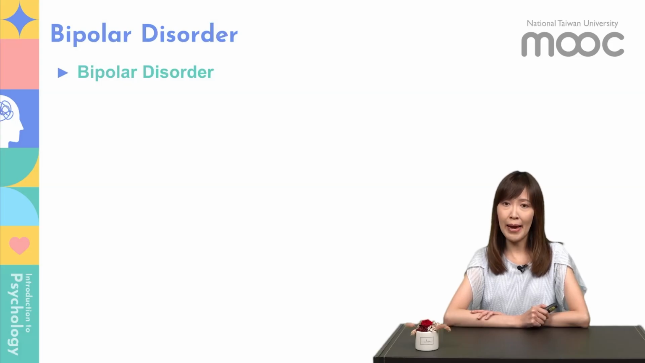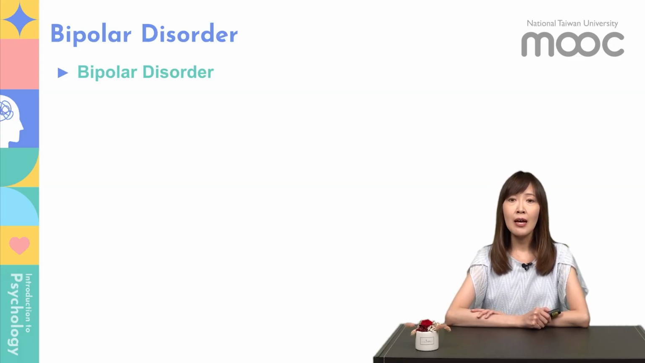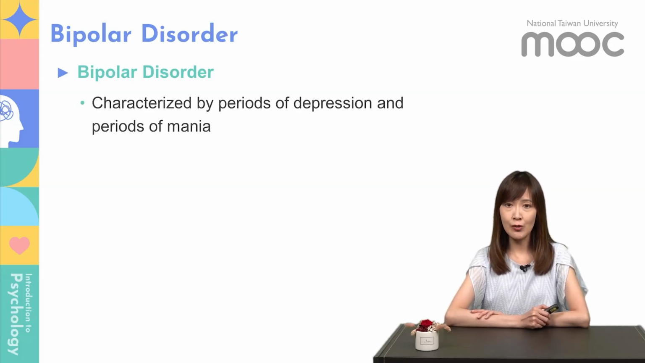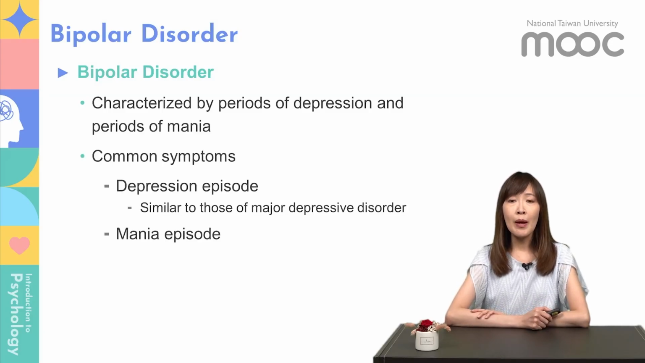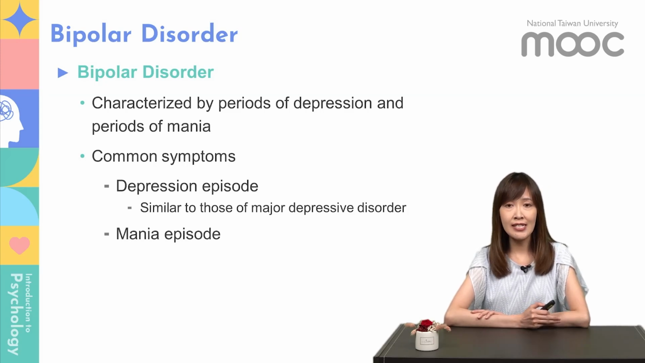Next, let's look at bipolar disorder. Bipolar disorder includes two episodes: depressive episodes and mania episodes. When people are in their depressive episode, they show the symptoms just like those with major depressive disorder. They're sad, they think there's no hope, no purpose in life. They have no appetite, and they're tired. They don't want to go out to hang out with friends anymore.